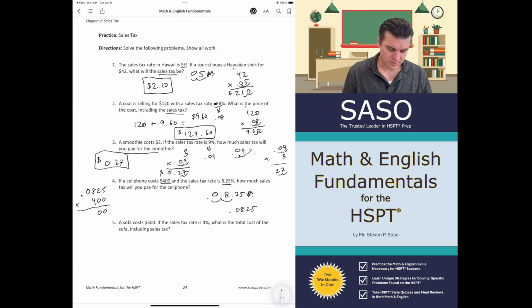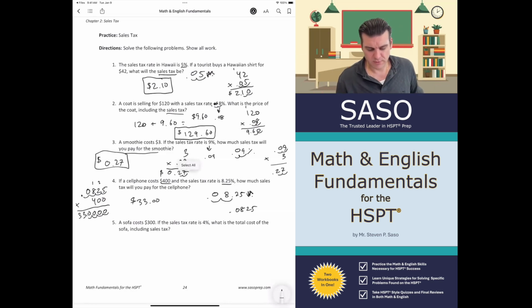Okay, so 4 times 5 is 20, carry the 2. 4 times 2 is 8, 9, 10, carry the 1. 4 times 8 is 32, plus 1 is 33. And again, you don't have to worry about that last 0, not going to make any difference. So now we count up our decimal places, 1, 2, 3, 4. And we move it over 4 places in our answer, starting right and going left. 1, 2, 3, 4. So we can drop those extra zeros. So we get $33 flat, $33 even.